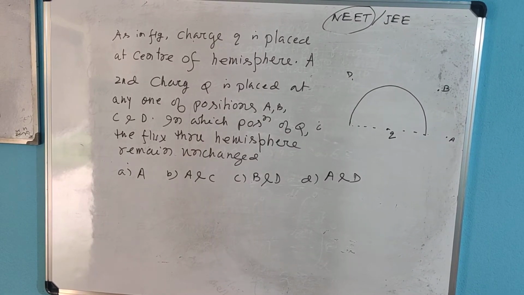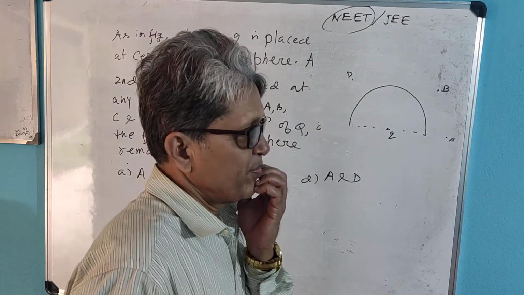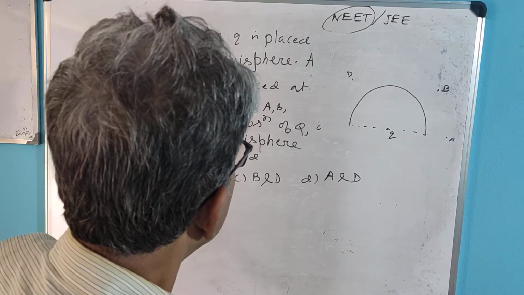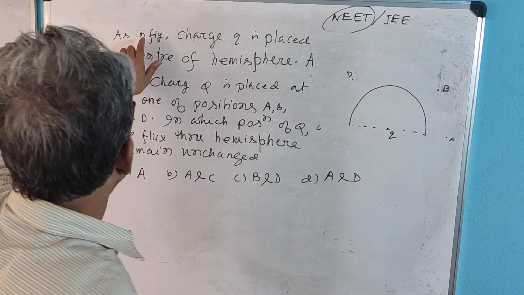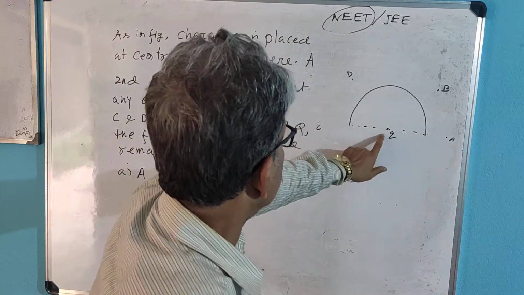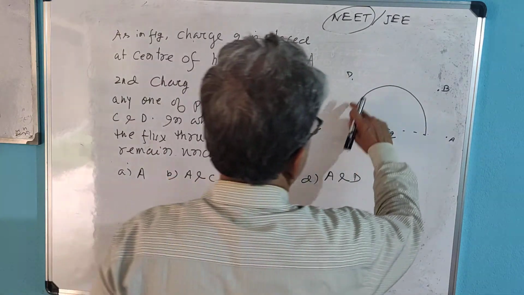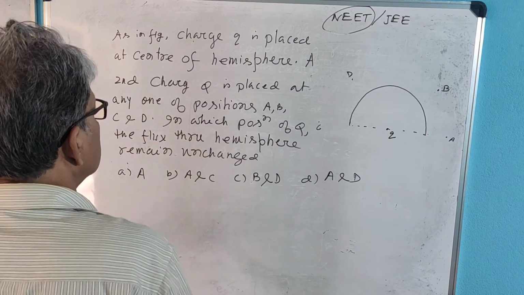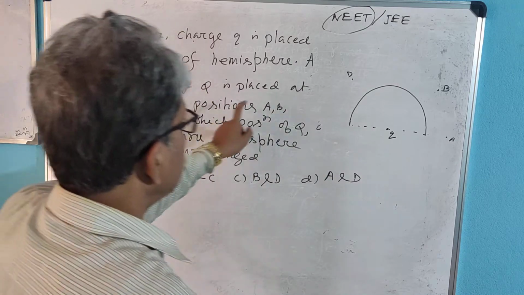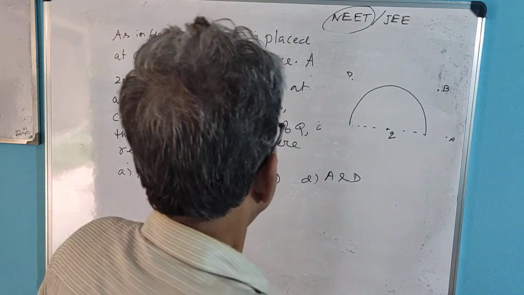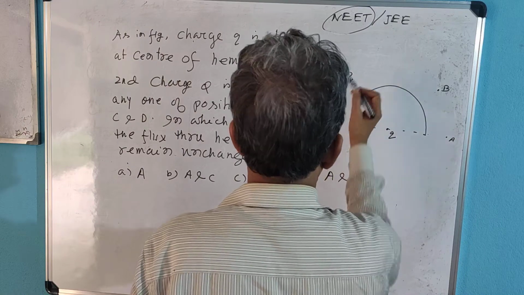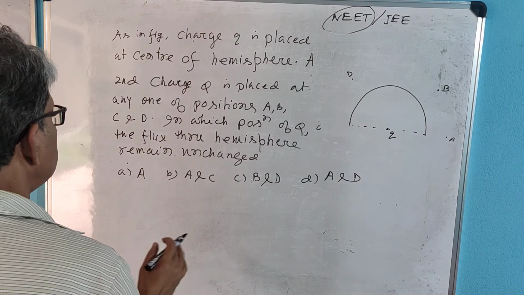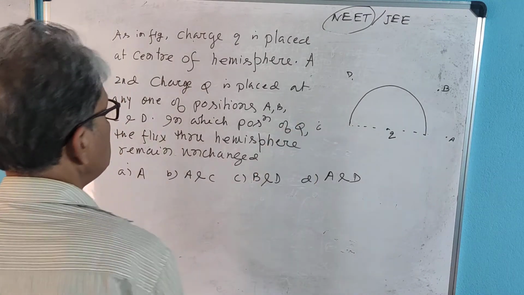Let us go to the next problem. This is a very easy one. I am confident that everybody will be able to solve the problem. As in the figure, charge small q is placed at the center of a hemisphere. A second charge capital Q is placed at any one of the positions A, B, C, D. In which positions of Q will the flux through the hemisphere remain unchanged?